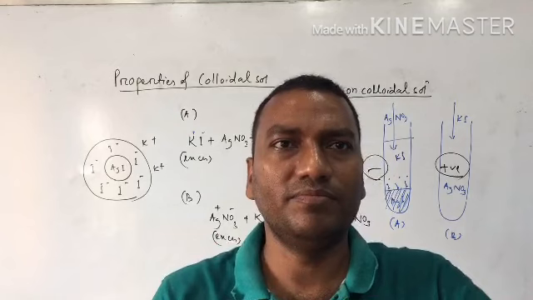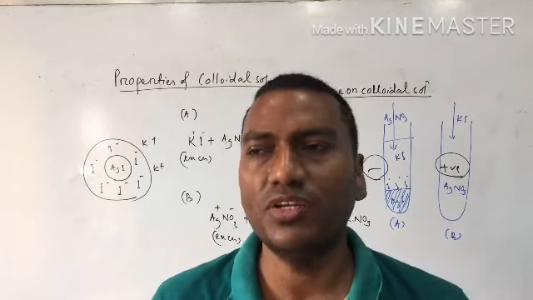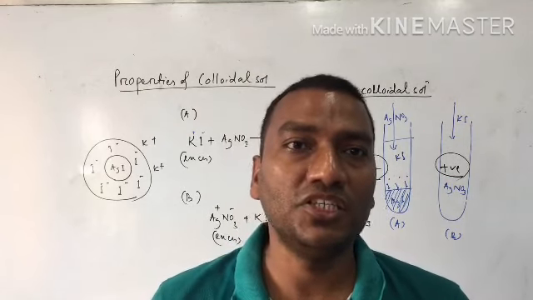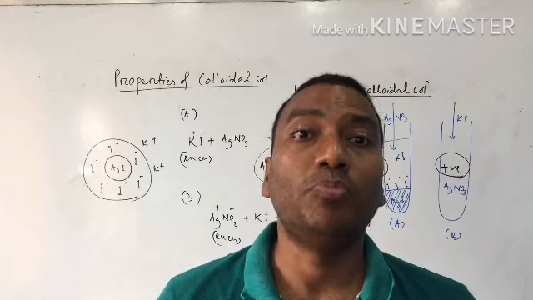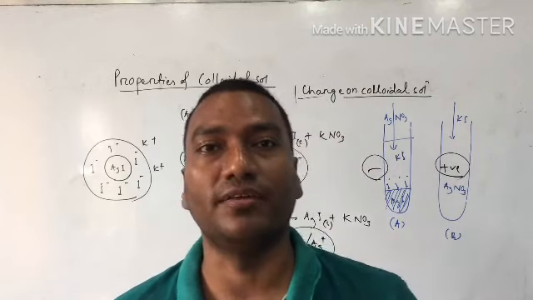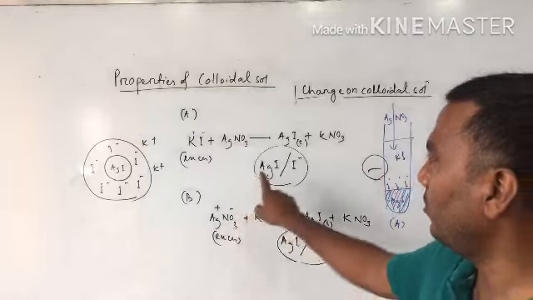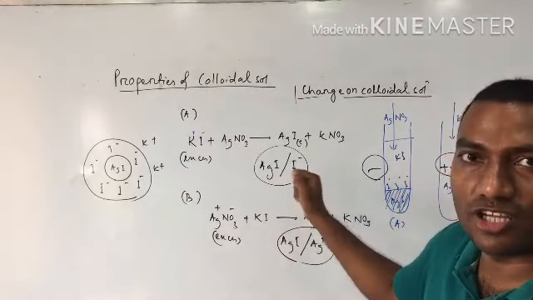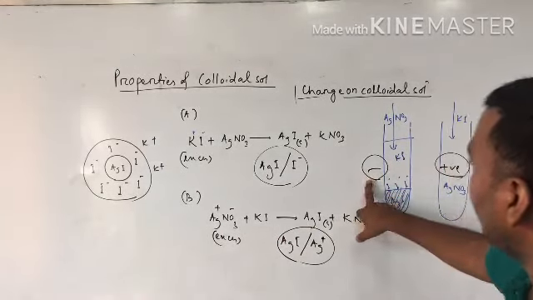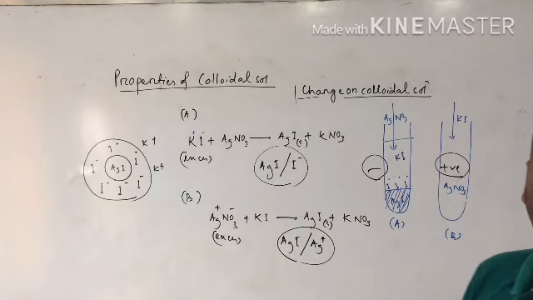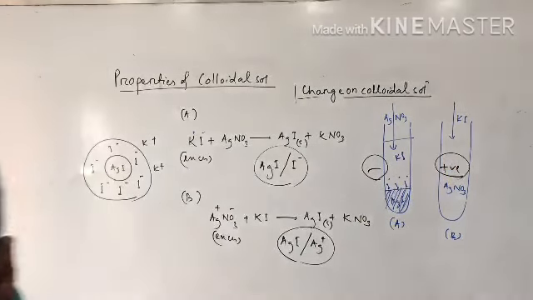If we explain it, it is quite lengthy. So in one word we can write, this is called due to preferential adsorption. Here negative charge and here positive charge will develop in test tube A and test tube B. Clear? Similarly, in test tube B, positive charge will develop.